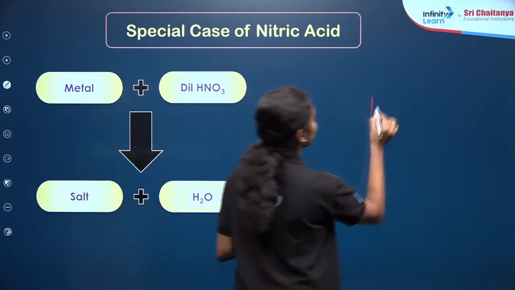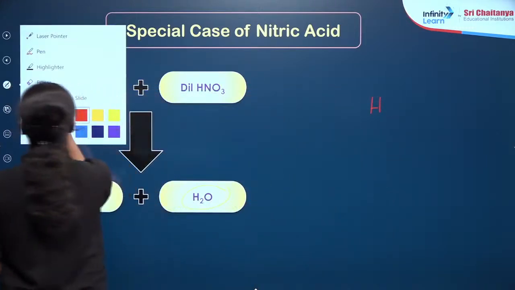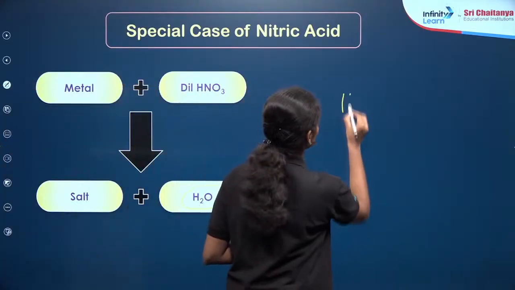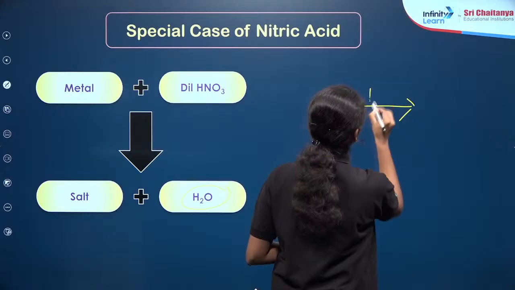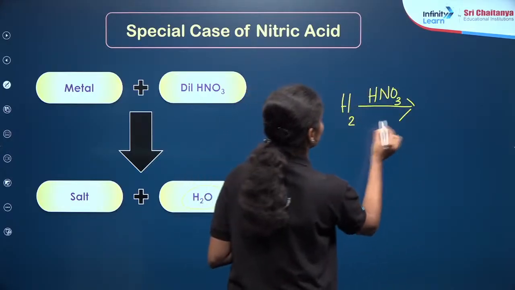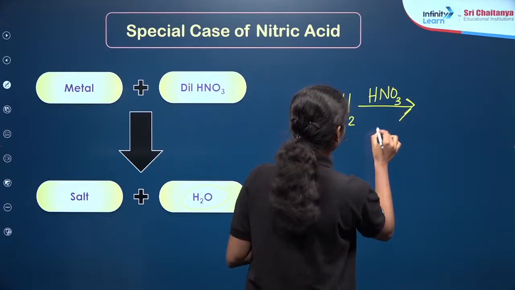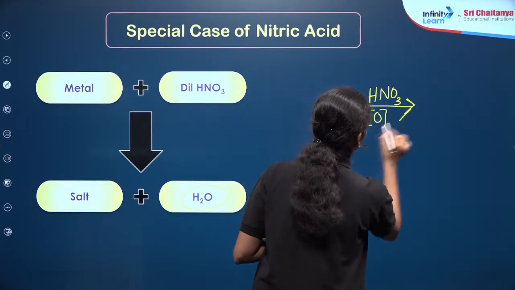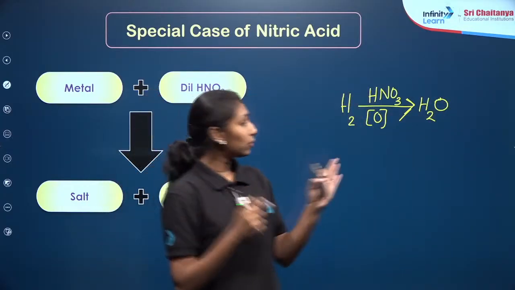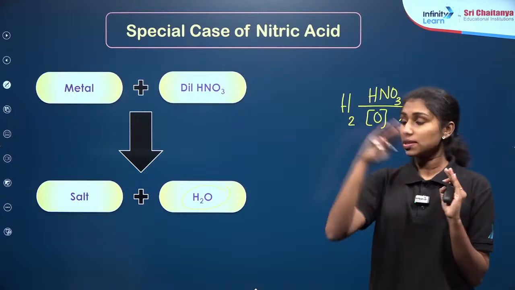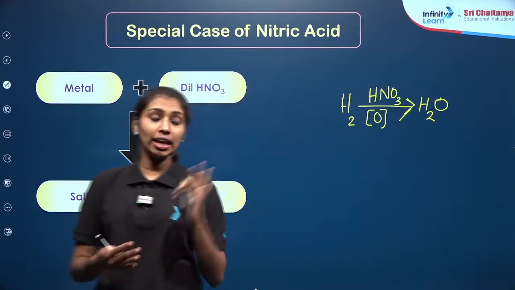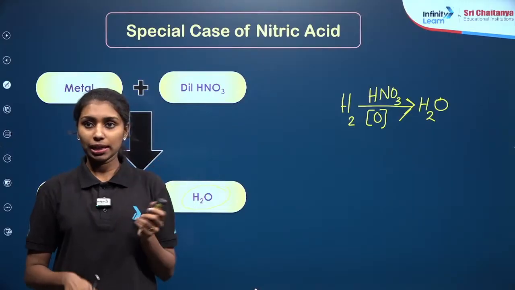For example, if I am writing here, because of the strong oxidizing power of HNO3, the hydrogen atom gets oxidized to the corresponding water. That's why we are getting water as a final product instead of hydrogen whenever it is reacting with HNO3. Clear?